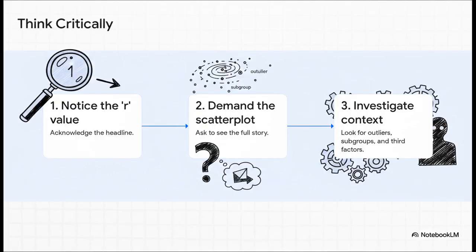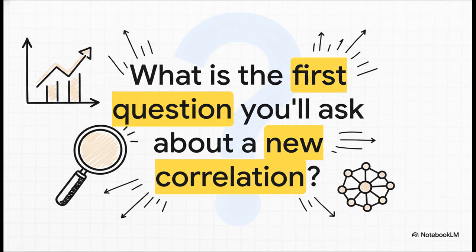So, here's your new toolkit. It's a simple, 3-step plan for thinking critically. First, notice the R value. Acknowledge the headline. Step 2, and this is the most important, always demand to see the scatter plot. You have to see the full story. And third, put on your detective hat and investigate the context. Hunt for those outliers, look for hidden groups, and always ask, could there be a third factor at play here? Because that single number should be the start of your curiosity, not the end of it.